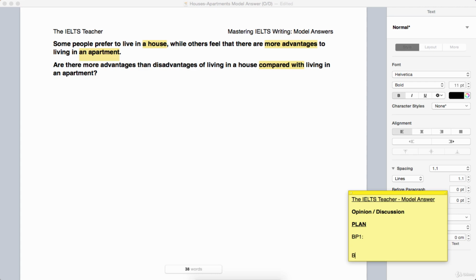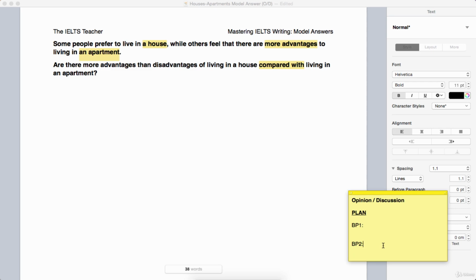What am I going to speak about in the body paragraphs? Well, you may look at this in two regards here. You could either talk about flats in one paragraph and houses in the other paragraph, but if you look at the question, it's not really saying are houses better than flats or apartments, but it's saying are there more advantages than disadvantages of living in a house? And so the main topic here is based on houses.